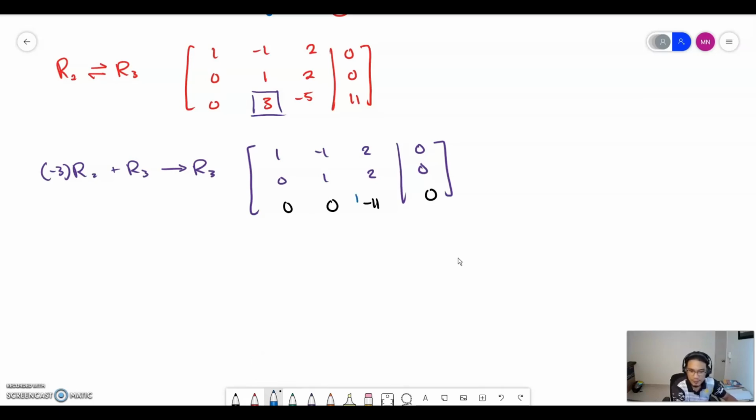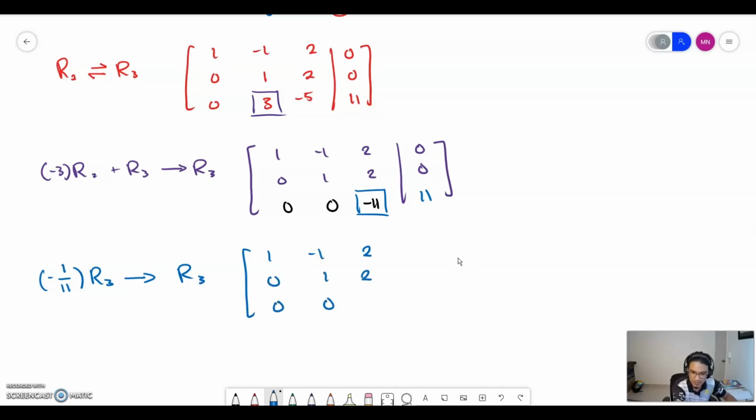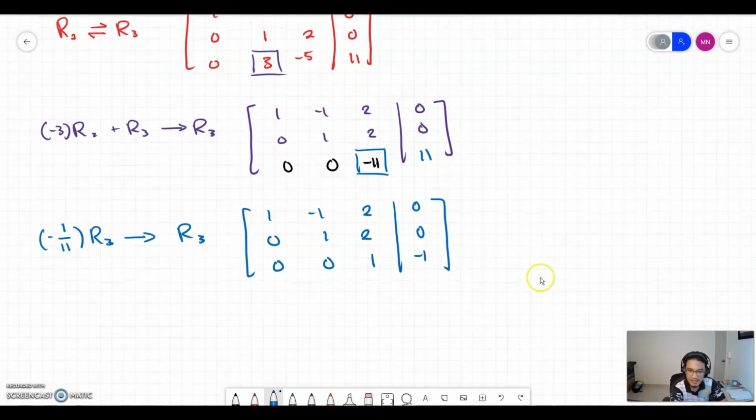Now we move to the third diagonal, which is the negative 11, and remove that. Sorry, we should have number 11 on the right side. We remove that by multiplying negative 1 over 11 with row number 3 and it becomes new row number 3. 1, negative 1, 2, 0, 1, 2, 0, 0, 1, 0, 0 and negative 1. So now we have completely done the diagonal and all of the numbers under the diagonal.